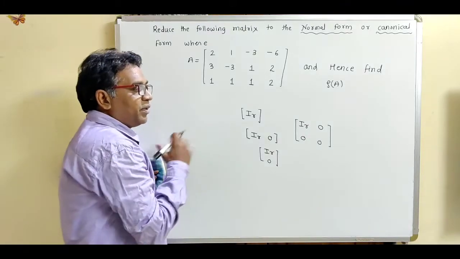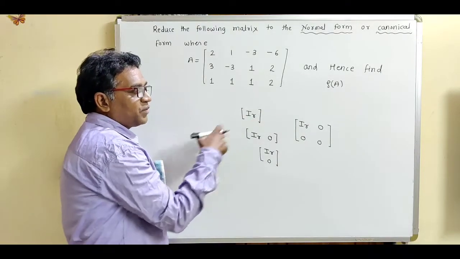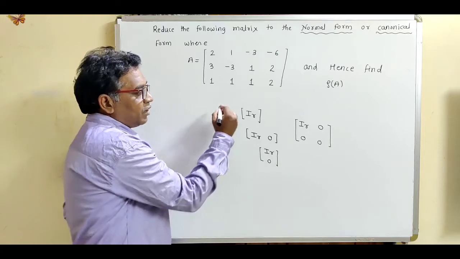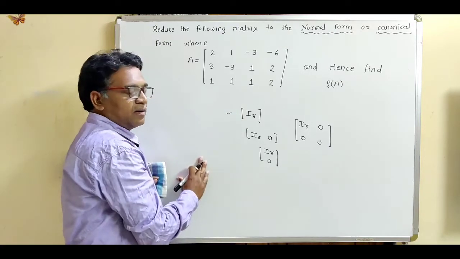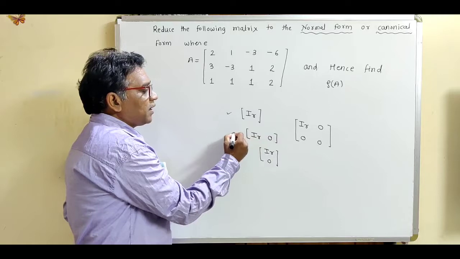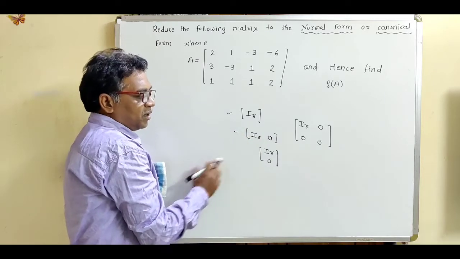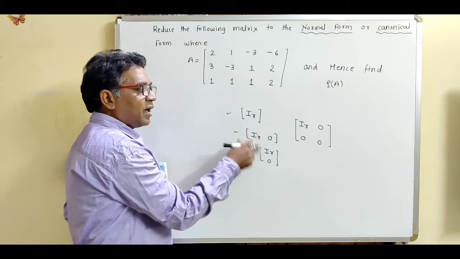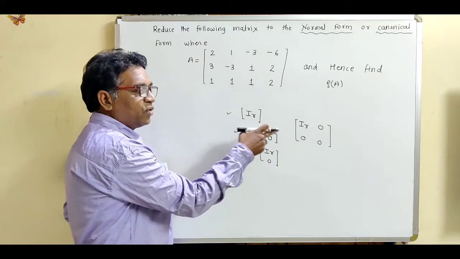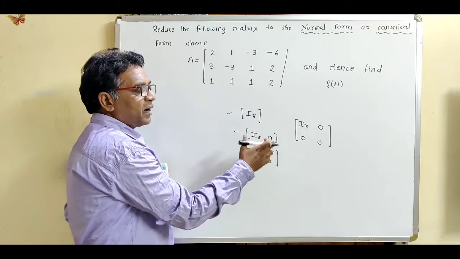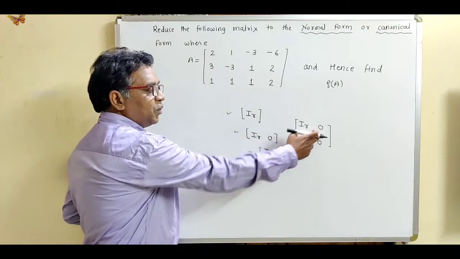So first of all, remember there are four types of normal form. First, it is matrix IR. Second, it is matrix IR0. Third, it is the column matrix IR0. And this is the fourth type of normal form, which is matrix IR0, 0.